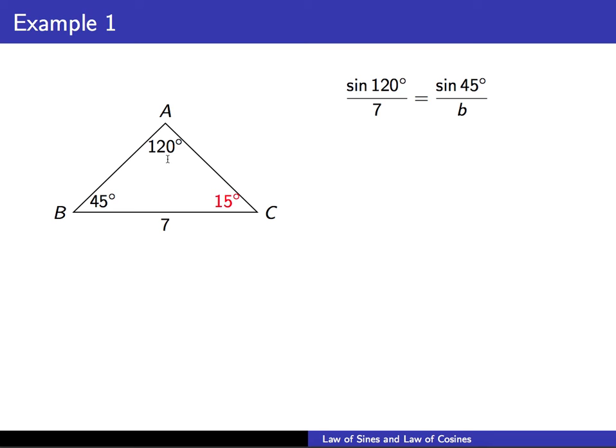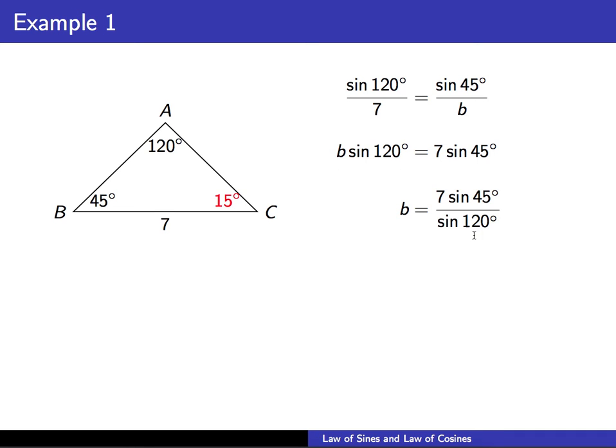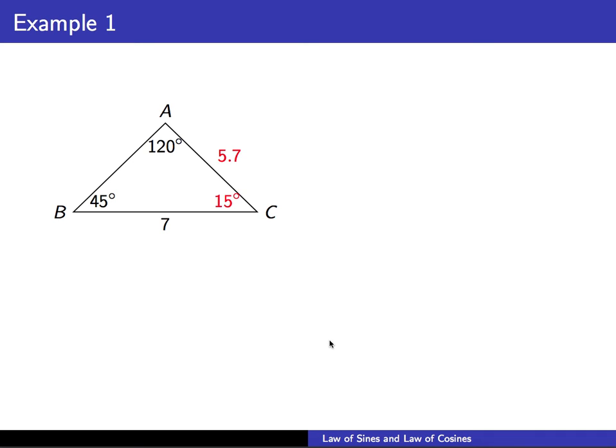So we have the sine of 120 degrees over 7, so we know angle A, we know the length of side A. So we can set up sine of 120 degrees over 7 equals sine of 45 degrees over the length of side B, or sine of 45 over B. So when we cross multiply, we get B times the sine of 120 equals 7 times the sine of 45. And then to get the length of side B, just divide both sides by the sine of 120. And you can type this into your calculator. Again, I want you to round to one decimal place. So you get approximately 5.7 for B.